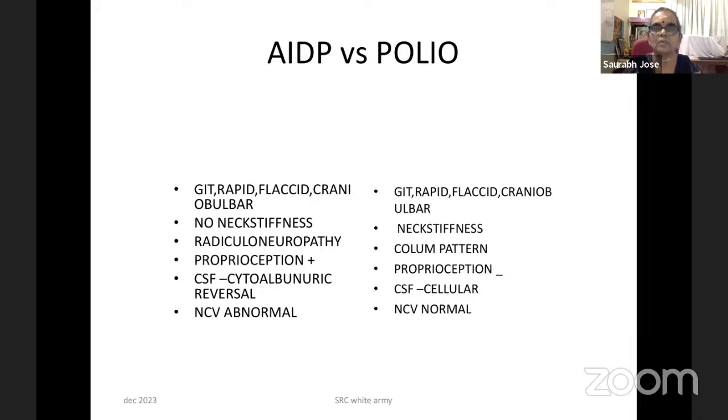Whereas AIDP is a demyelinating neuropathy, so you don't have neck stiffness. As polio is a meningitis, you will have cellular CSF. AIDP gets a cytoalbuminologic dissociation. Polio has a column pattern, whereas AIDP has a nerve or root pattern. You can demonstrate sensory features like proprioceptive involvement in AIDP, which is not demonstrable in polio. And electrophysiology will show the various criteria, conduction block and delayed conduction, depending on demyelinating and axonal variety in AIDP, whereas in polio, nerve conduction will be normal.